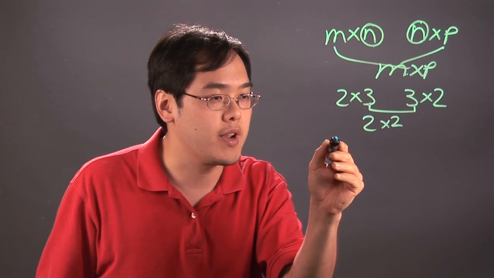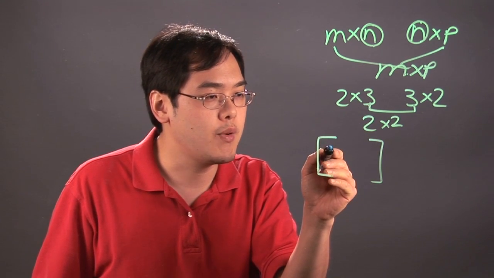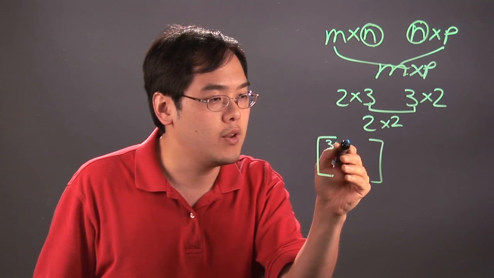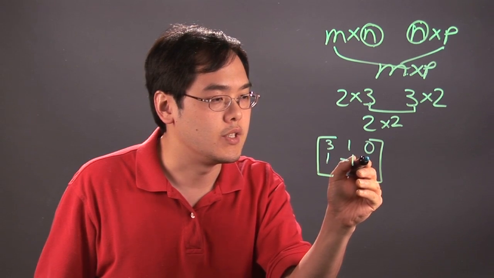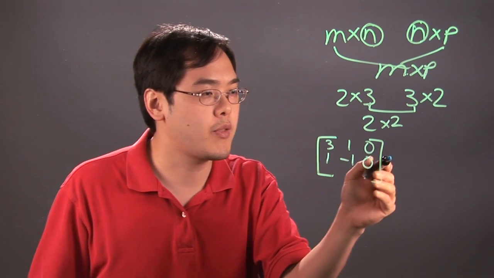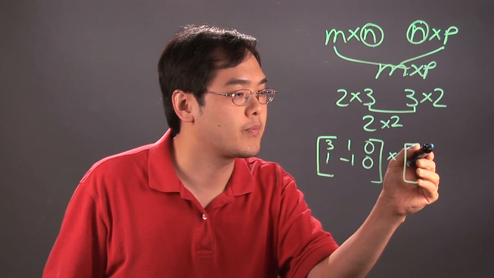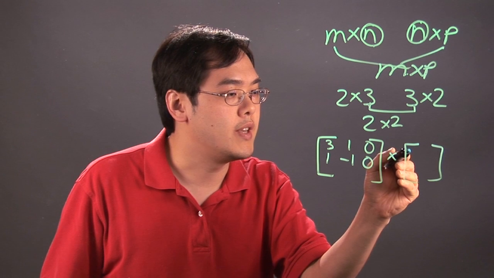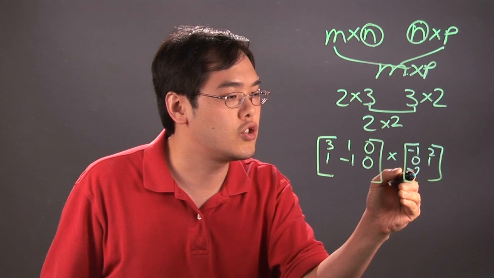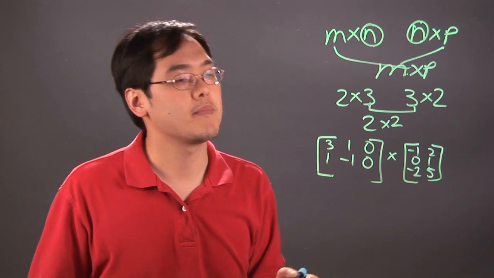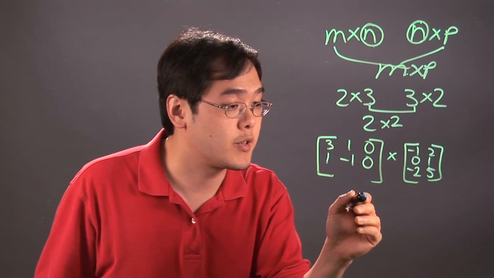Now, suppose we have a 2 by 3 matrix, 2 rows and 3 columns. Let's just say you have 3, 1, 0, and 1, negative 1, 0. Let's just say. So this is a 2 by 3 matrix, and you're multiplying it by a 3 by 2 matrix. So negative 1, 2, 0, 1, negative 2, 5. Okay? 2 by 3 times the 3 by 2, you're going to get a 2 by 2. So here's how this resulting matrix would work.